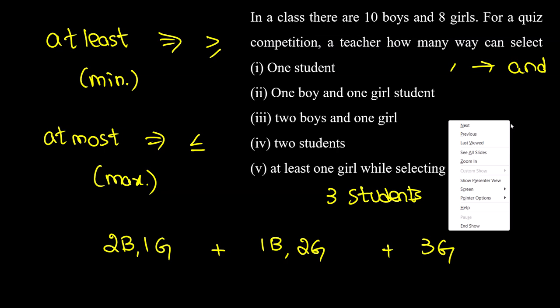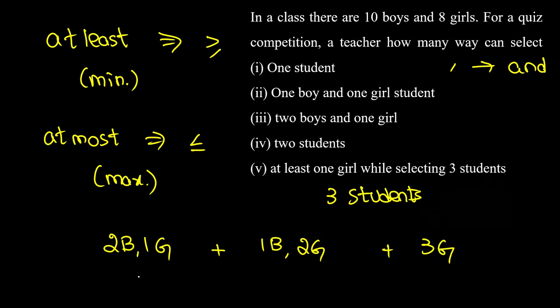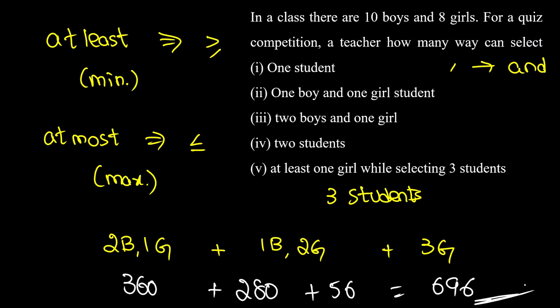2 boys and one girl, 10C2 into 8, which you already solved: 360. This is right. One boy and 2 girls means 10 into 8C2, which is 10 into 28, 280. Total 640. And this is 8C3, 56. So 696. You check it out for the fifth one, we got 696.